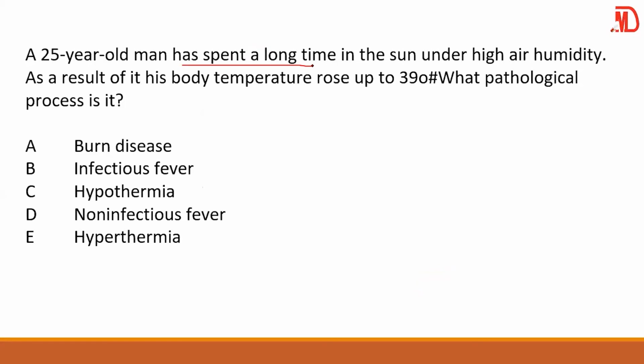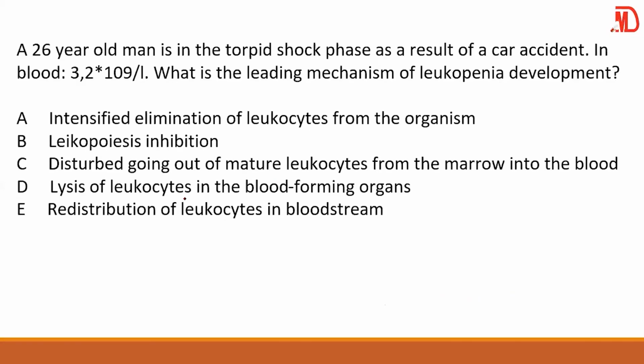A 25-year-old man has spent a long time in the sun under high air humidity. As a result of it, his body temperature rose. So what is the pathological process? It increased. High. So we have hyperthermia. That's the term for an increase in body temperature. So you're thinking of hyperthermia. All right. Great. We've solved this question.